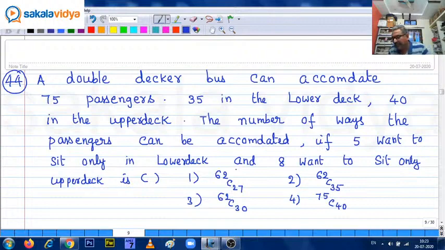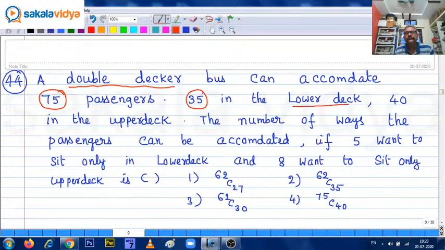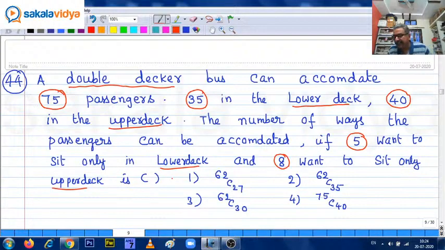Yes, it might be an IPE problem, but actually even for EAMCET it is an important concept. A double-decker bus can accommodate 75 passengers, 35 in the lower deck, 40 in the upper deck. The number of ways the passengers can be accommodated: 5 wish to sit only in the lower deck, 8 wish to sit only in the upper deck.